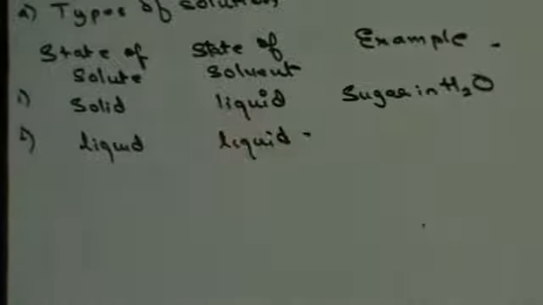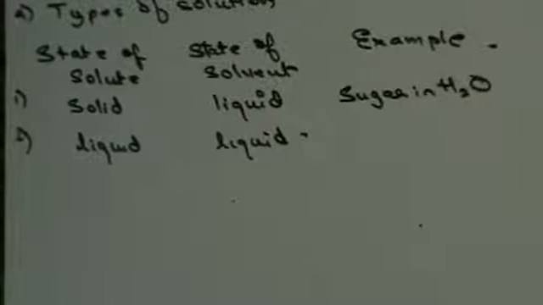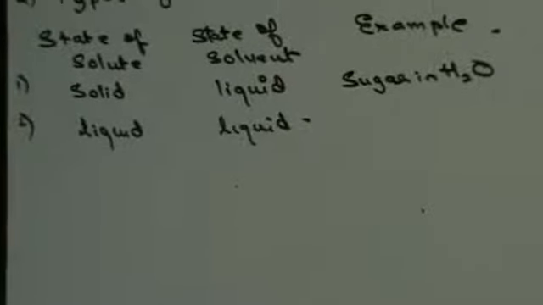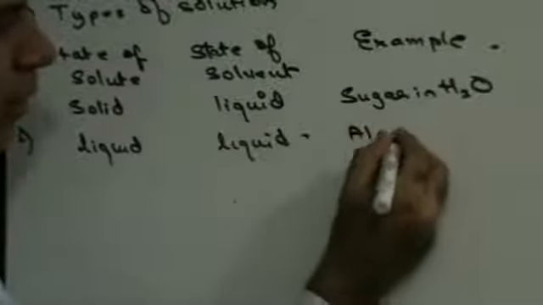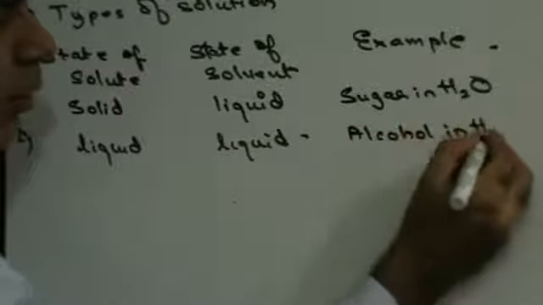Next, liquid in liquid. What your milkman would do, right? You would add water to milk, or you add alcohol to water. Alcohol is in liquid form, water is also in liquid form. So you could have alcohol in water.